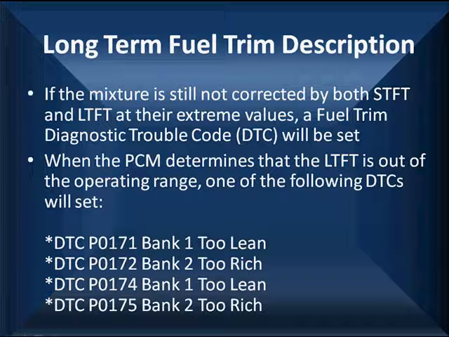So long-term is a bigger issue. But if the mixture is not corrected by both short-term and long-term combined at their extreme values, a fuel trim diagnostic trouble code will be set. When the PCM determines that the fuel trim is out of operating range, one of the following DTCs will set. P0171, bank 1, too lean. P0172, bank 1, too rich. P0174, bank 2, too lean. P0175, bank 2, too rich. If we have problems here, we need to make corrections to fuel delivery before we try to fix anything.